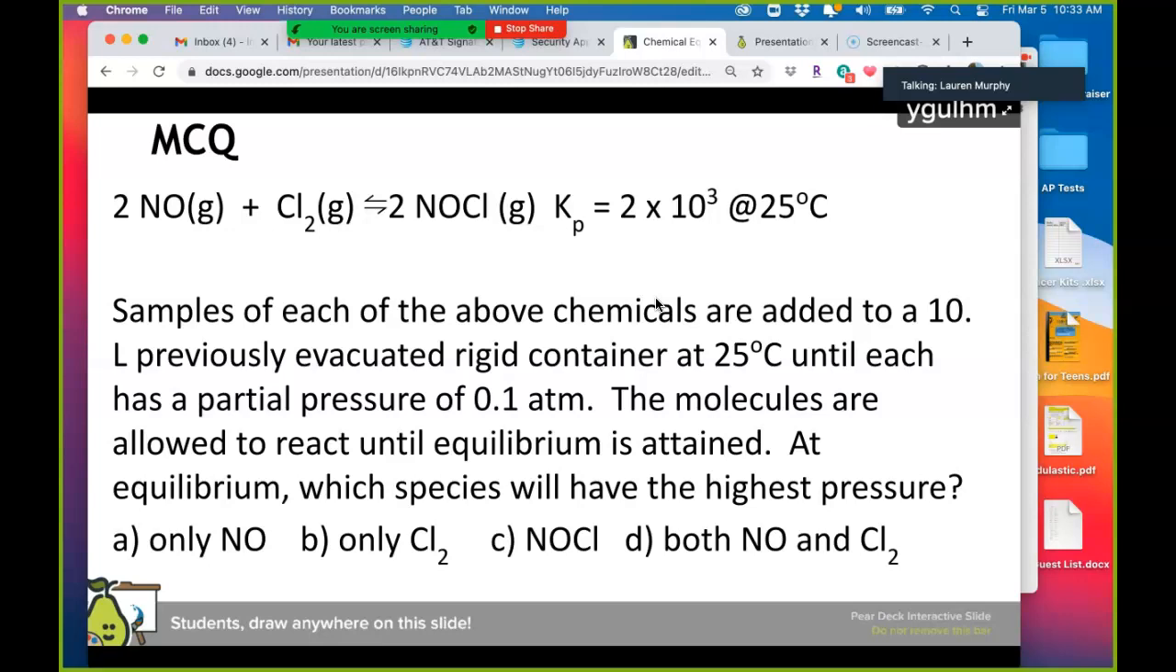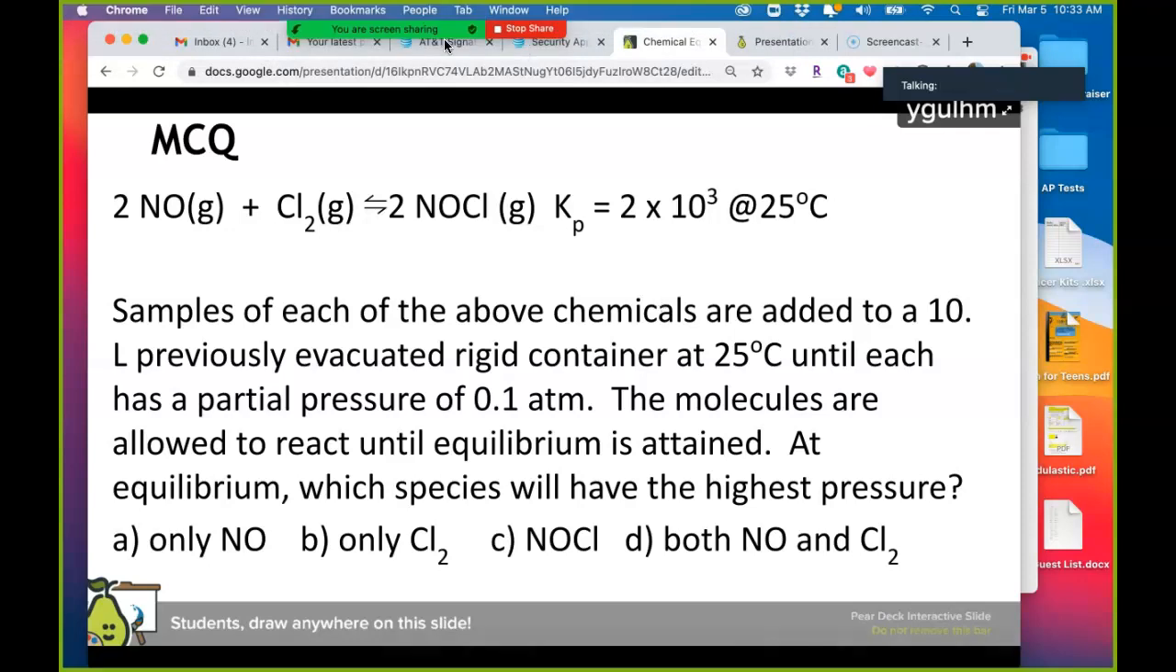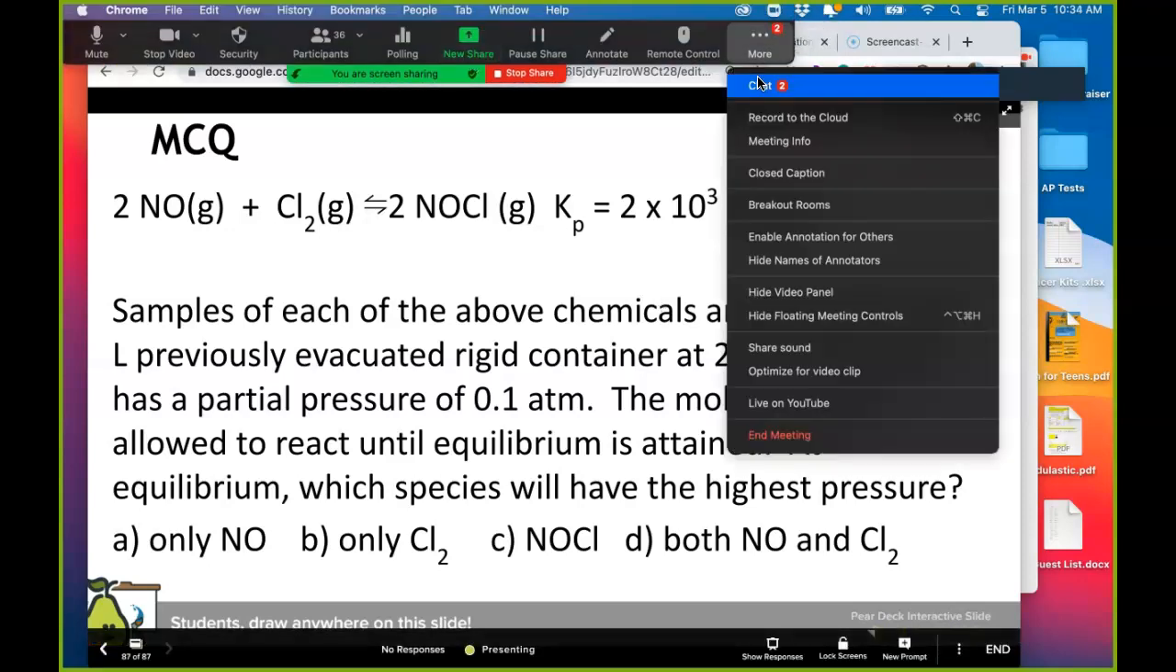Well, there's no math necessary for this. Look at the value of K. Is K big or small? That's 2,000, right? Which is pretty big, yeah? So if K is big, you have mostly what at equilibrium? Products. So who's going to have the highest pressure? NOCl, your product, because K is so big.